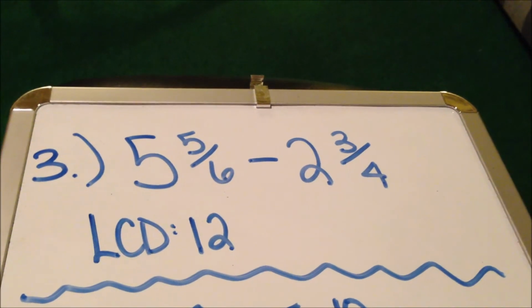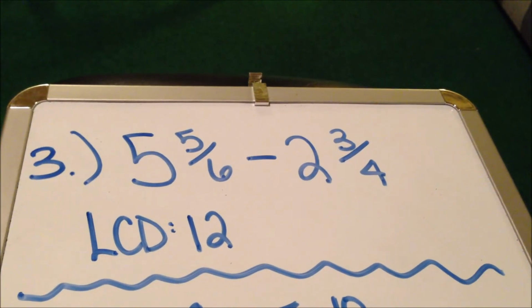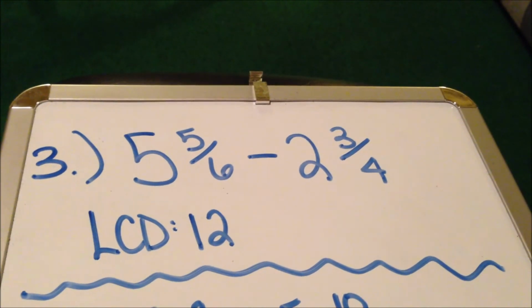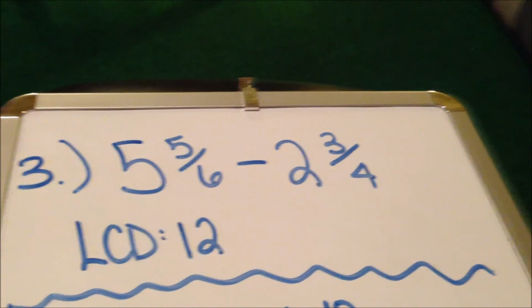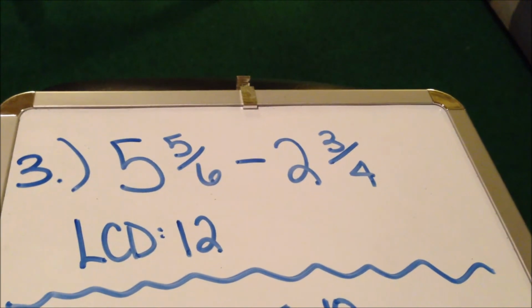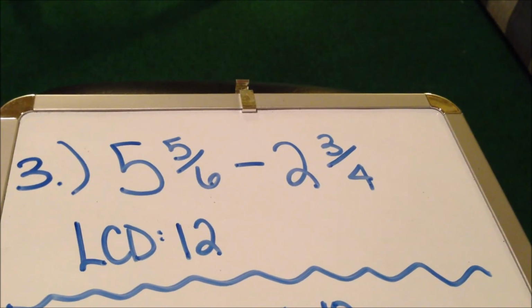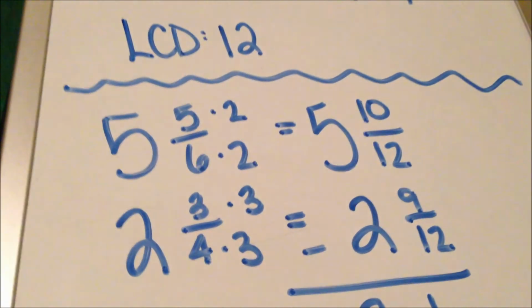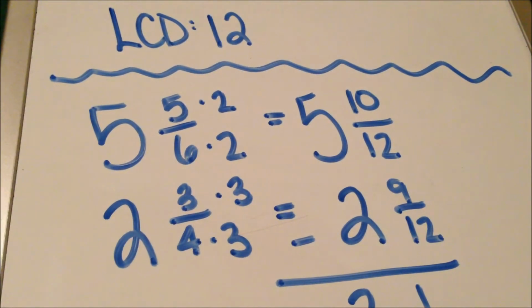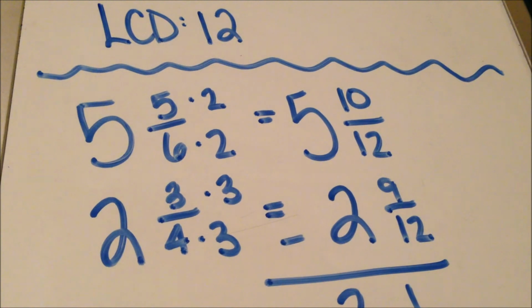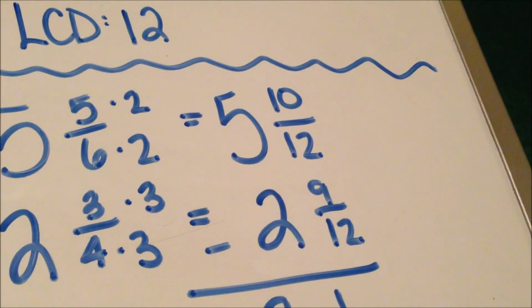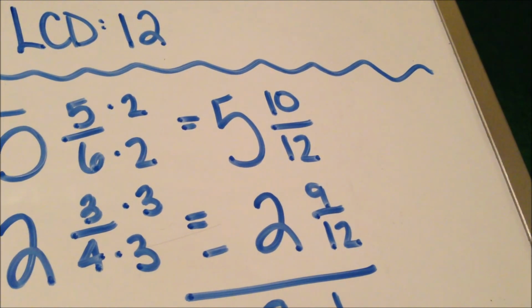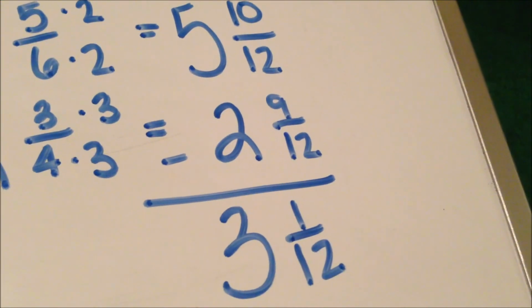Number 3 is just a classic subtraction of fractions problem. There's no borrowing involved, and there's no altering of a number. The LCD between 6 and 4 is 12. So 5/6 becomes 10/12. 3/4 becomes 9/12. And then we simply subtract. Again, we don't have to do anything because 5 minus 2 works, and so does 10 minus 9. So we end up with 3 and 1/12.